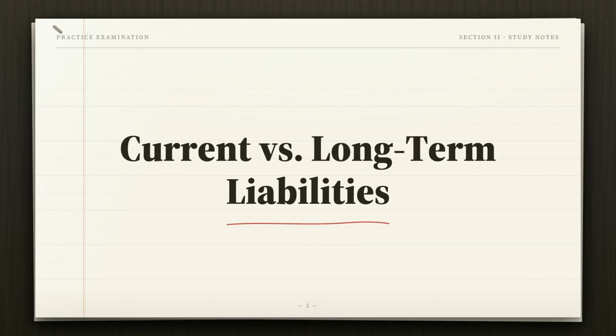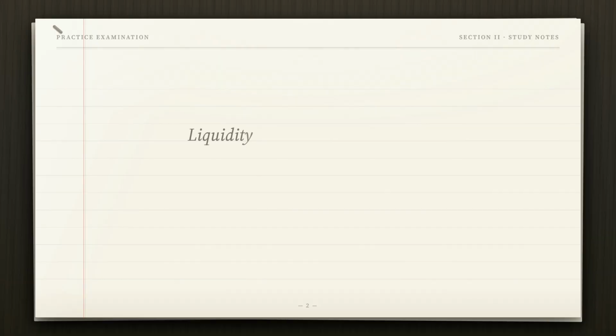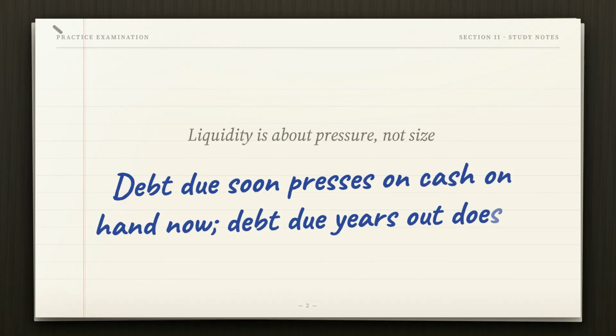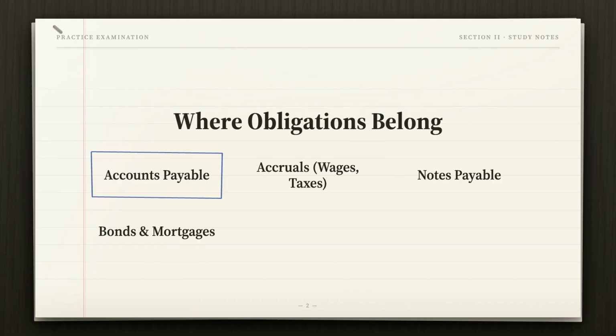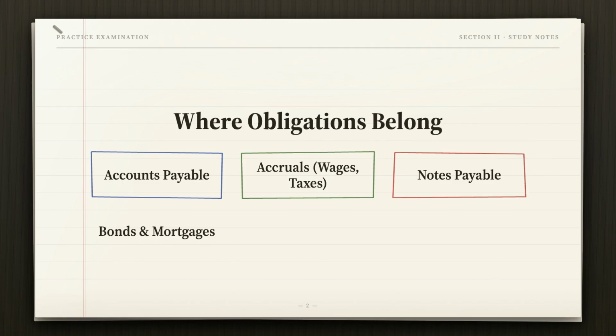The line between a current liability and a long-term one is drawn at a single point, 1 year. If it's due within 12 months, it's current. If it's due further out, it's long-term. This boundary matters because of liquidity. Money owed within the year presses directly on the company's near-term cash and resources, while money owed years from now doesn't yet. A company can look fine on total debt but still be squeezed if too much comes due at once. Current liabilities include accounts payable owed to suppliers, accruals like unpaid wages and taxes, and notes payable, which is short-term borrowing due within the year.